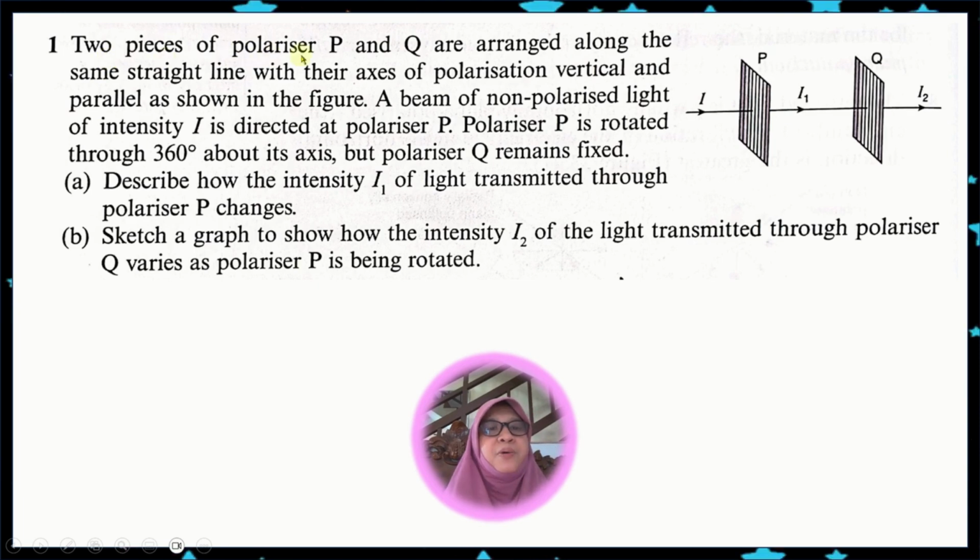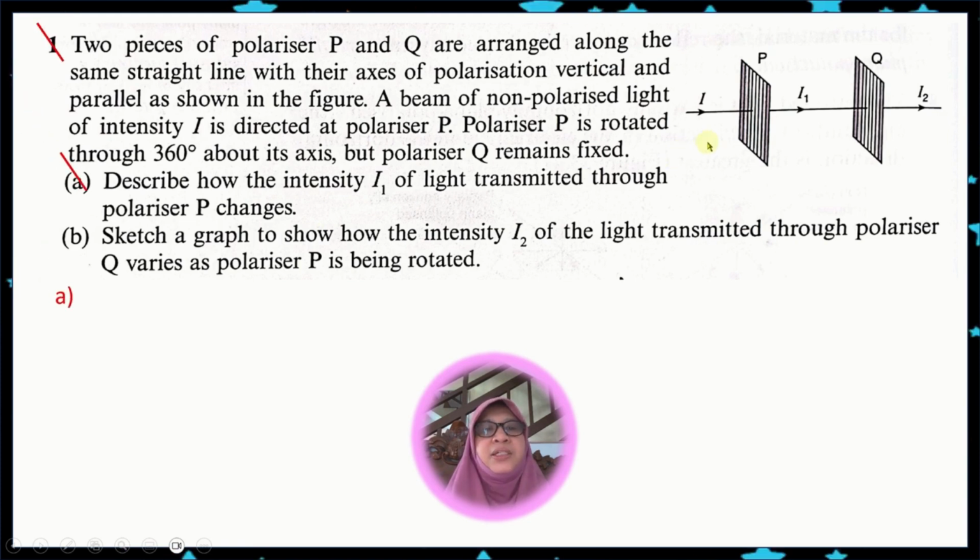Two pieces of polarizer P and Q are arranged along the same straight line with their axes of polarization vertical and parallel as shown in the figure. A beam of non-polarized light of intensity I is directed at polarizer P. Polarizer P is rotated through 360 degrees about its axis, but polarizer Q remains fixed. Describe how the intensity I1 of light transmitted through polarizer P changes.